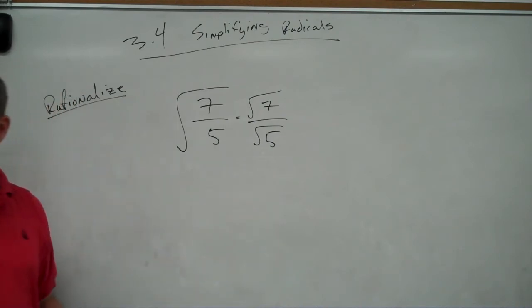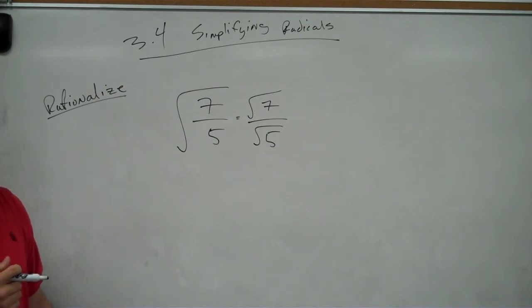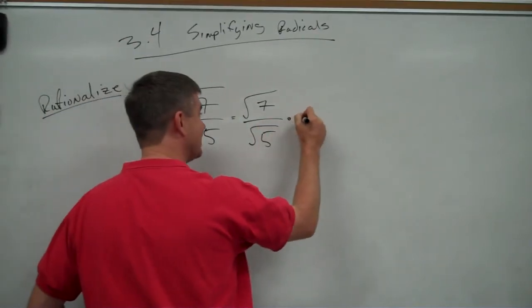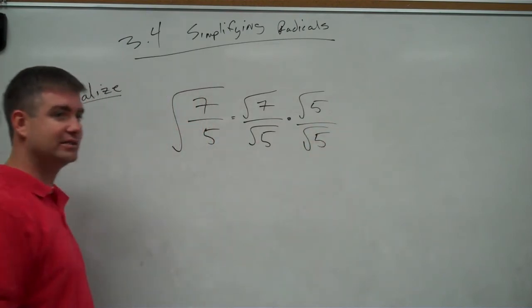All right, somebody's got a hand up. You know how to do it? All right, what do you think it is? Just multiply both of them by the square root of 5. Very good. Top and bottom. You rationalize the top and the bottom by multiplying by root 5 on the top and the bottom.